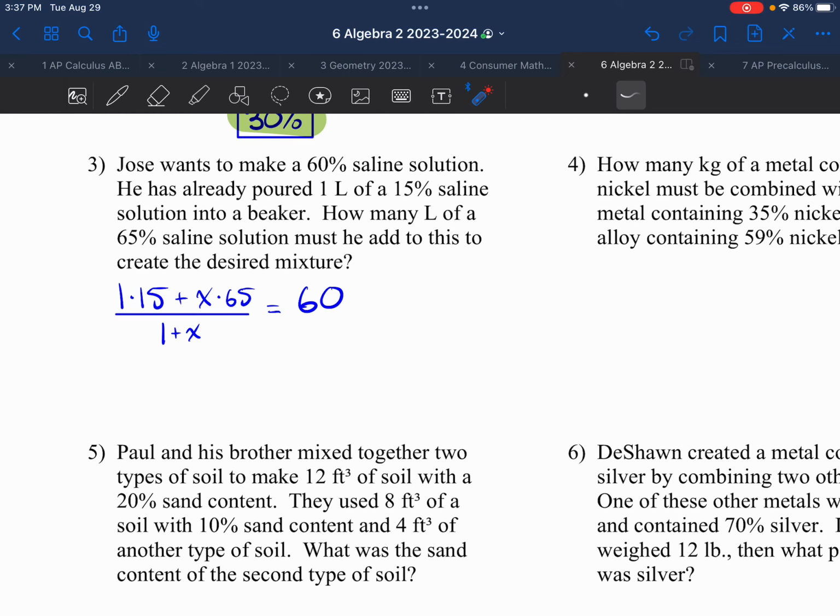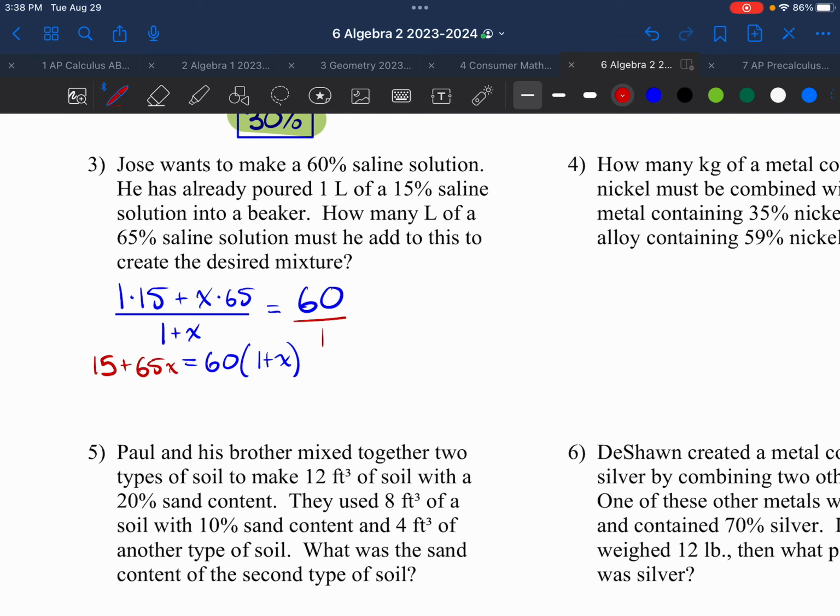So I'm going to cross multiply. This is going to be multiplied by this. And that's going to be 60 times 1 plus x. And on the left side, there is no cross multiplication because you kind of have a divided by 1. So when you cross multiply these, 1 times this is just this, right? So I have 1 times 15 is just 15. I'm just going to write 15. Plus 65 times x is 65x.